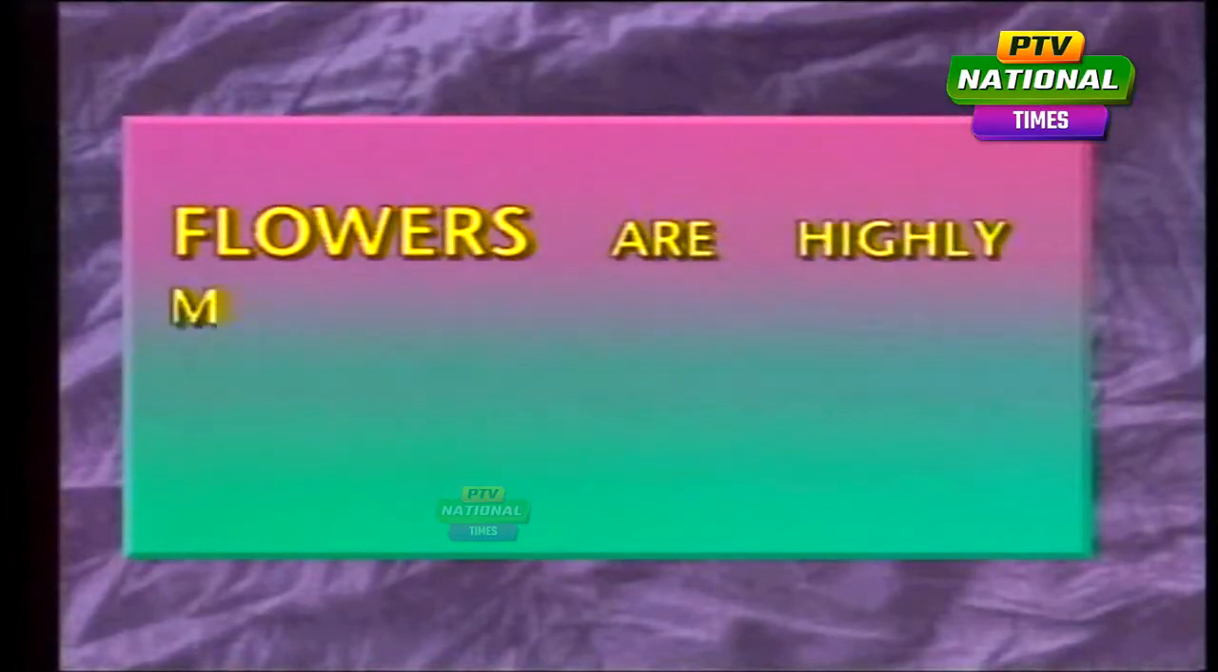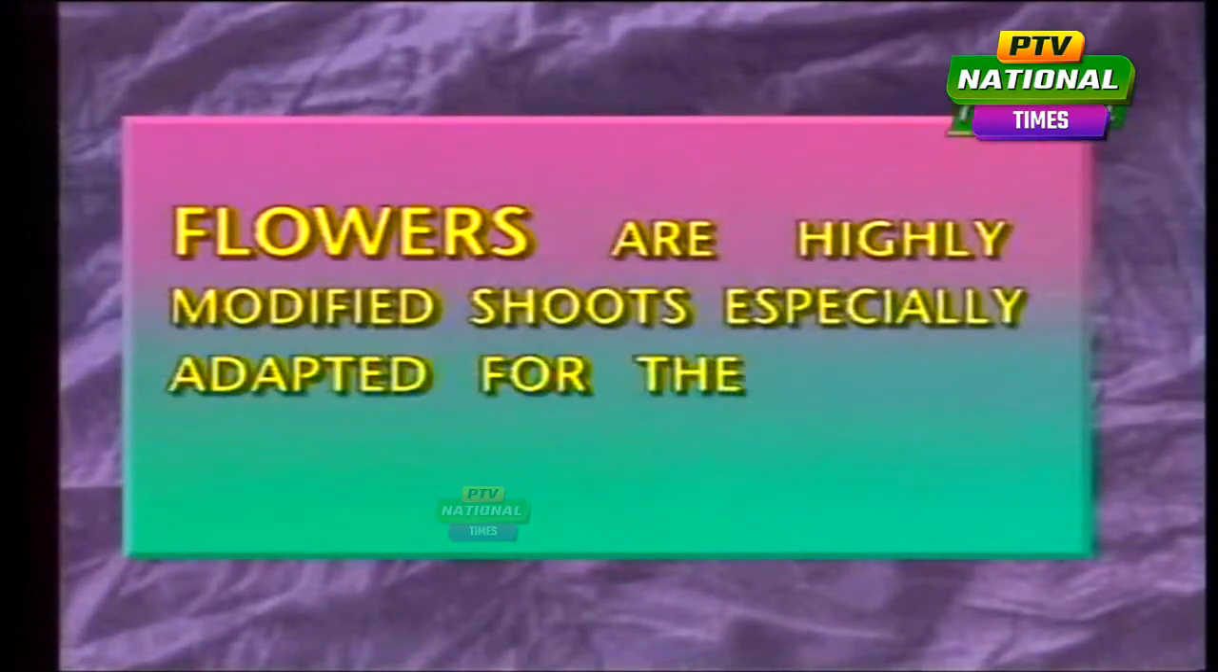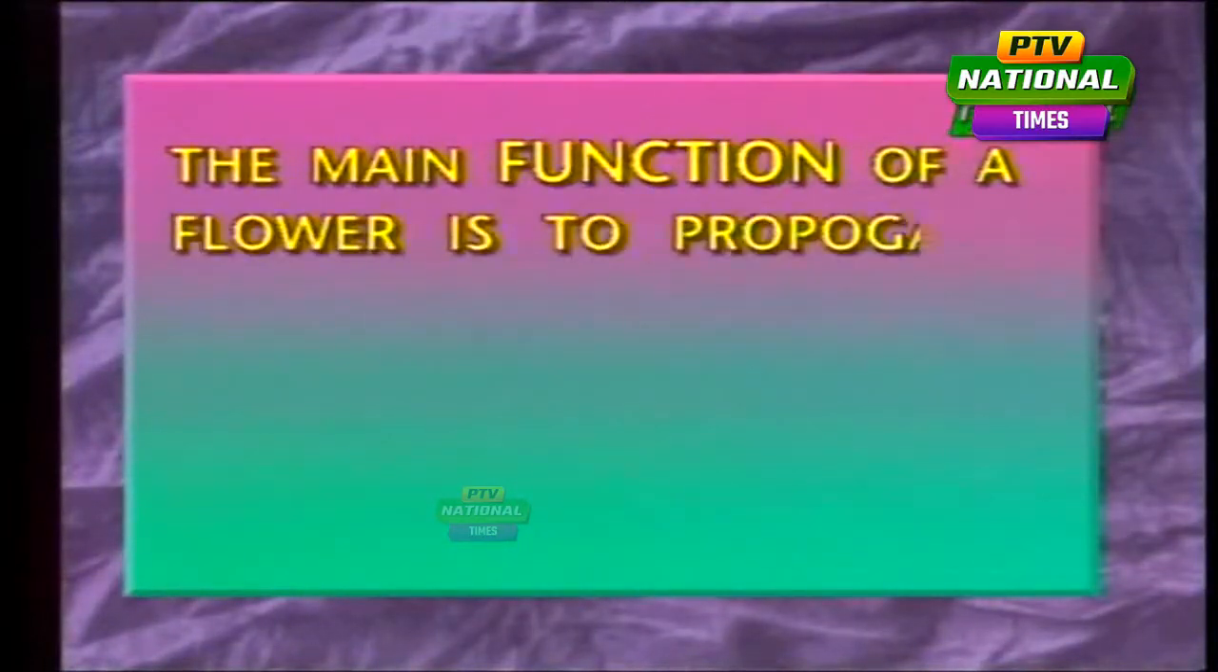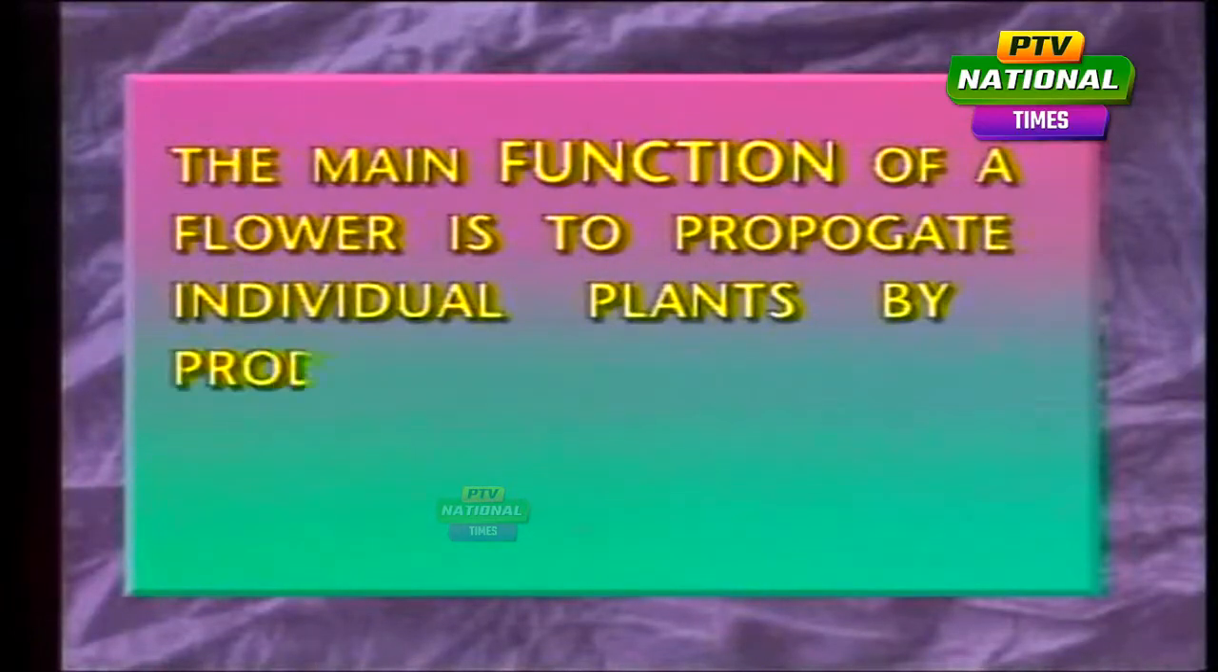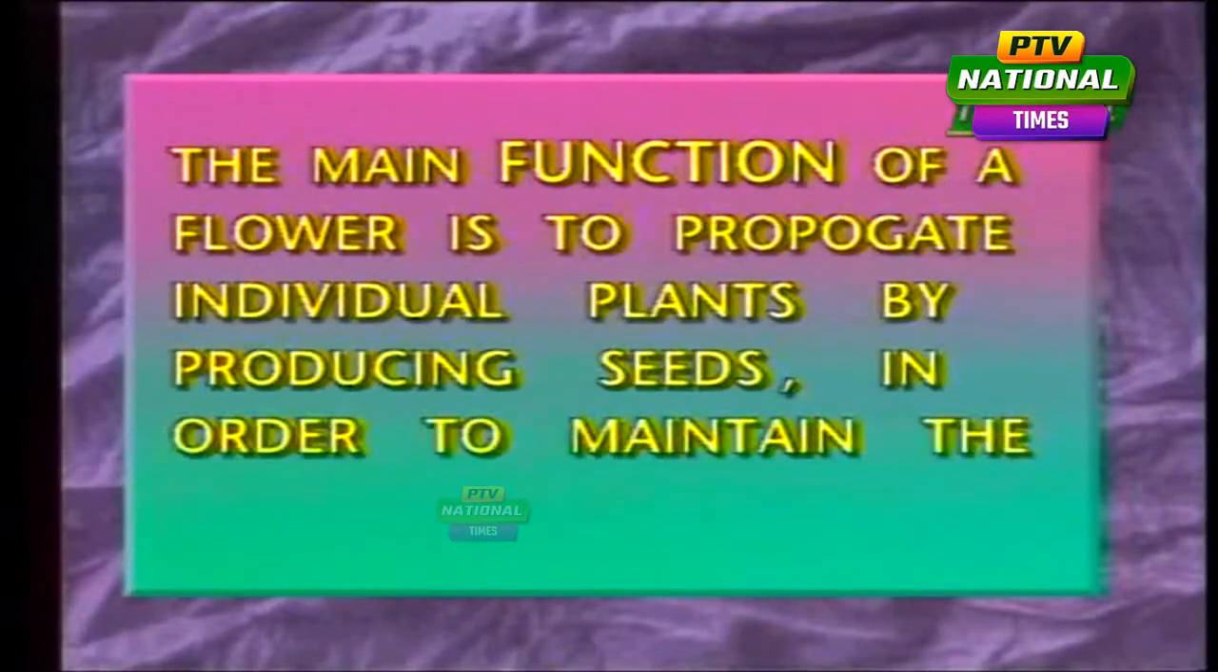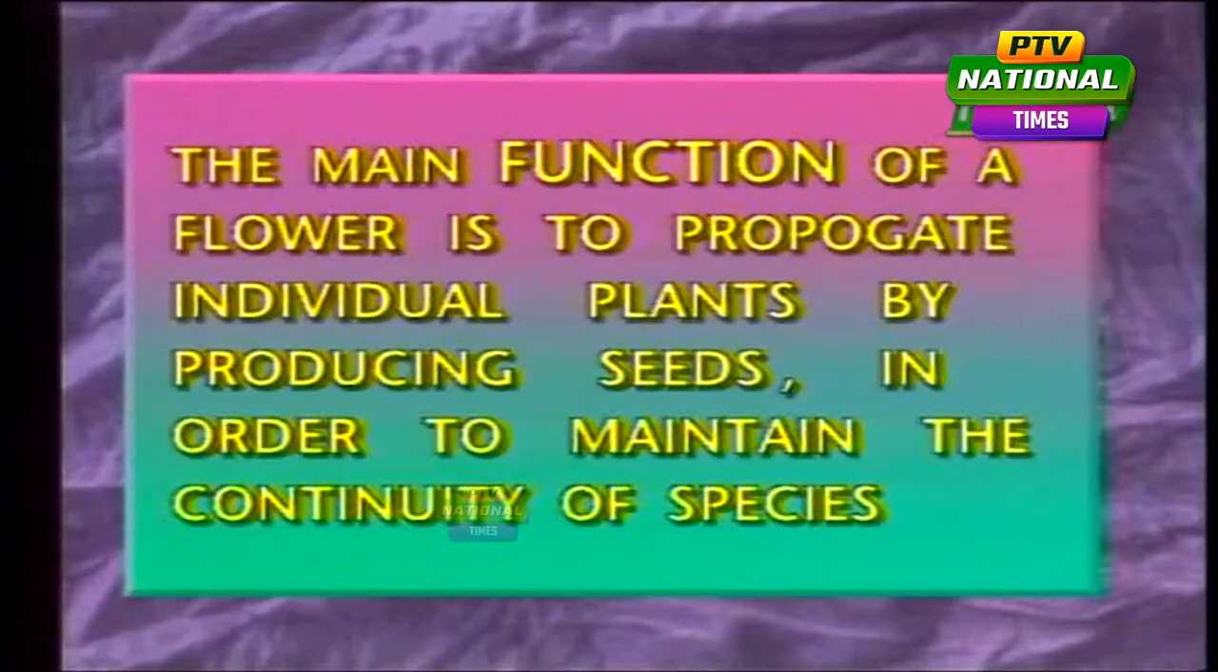Now, let's discuss the most important character of a plant on which the classification of most of the plants is based, meaning how to classify them into groups or further groups. So, this character is basically the structure of flowers. Flowers are highly modified shoots specially adapted for the purpose of reproduction. The main function of a flower is to propagate individual plants by producing seeds in order to maintain the continuity of a species. A flower even has further subparts which are very important and which should be considered as such.